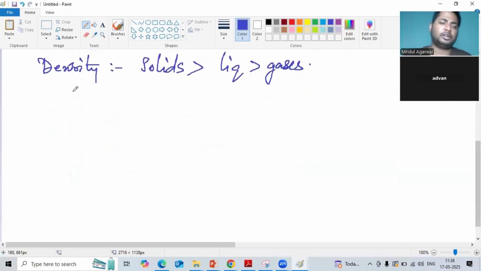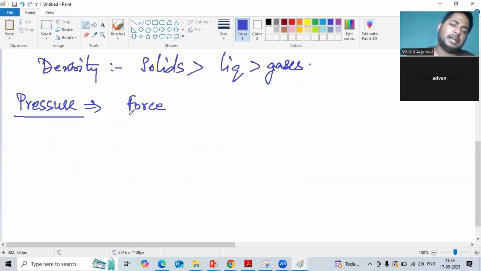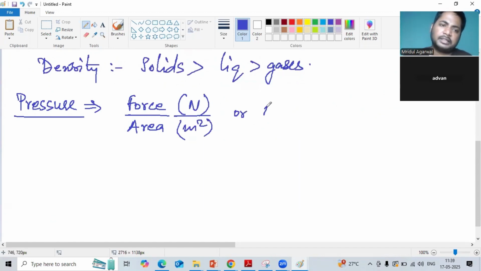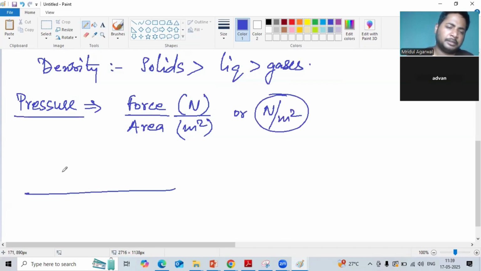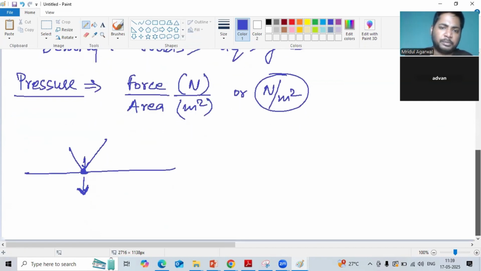Now, if you talk about pressure, pressure is defined as whatever force you are applying per unit area, and that is given in Newton per meter square. This is your pressure. If you are, let's say, pressing a pencil over here, the force is very high, the area is very less, so the pressure would be very high. That's why it goes inside the paper or whatever the cloth is. So this is basically your pressure.